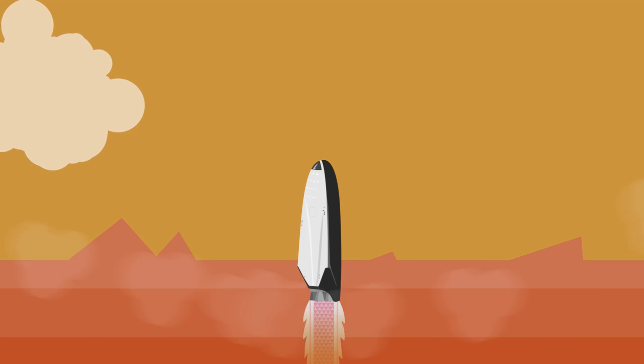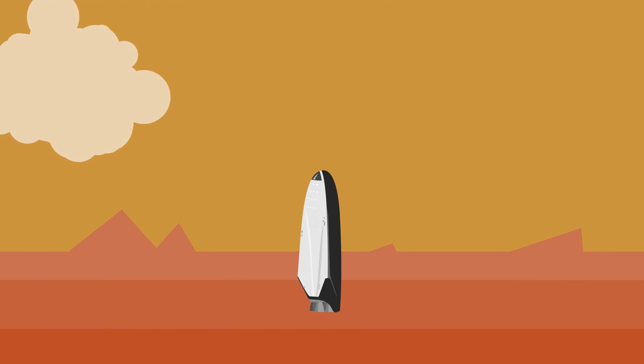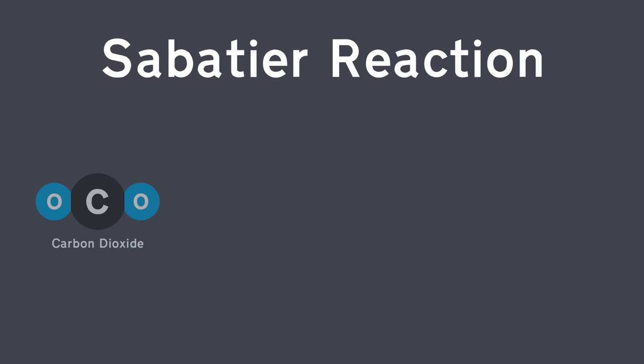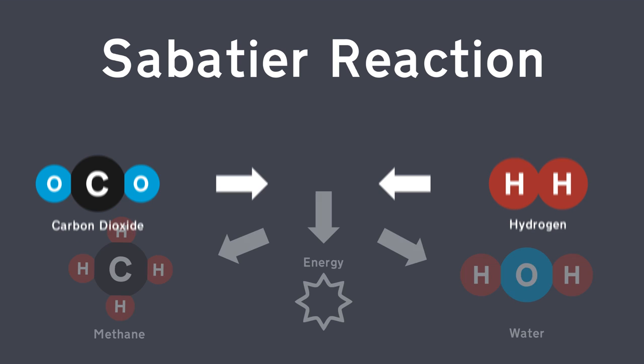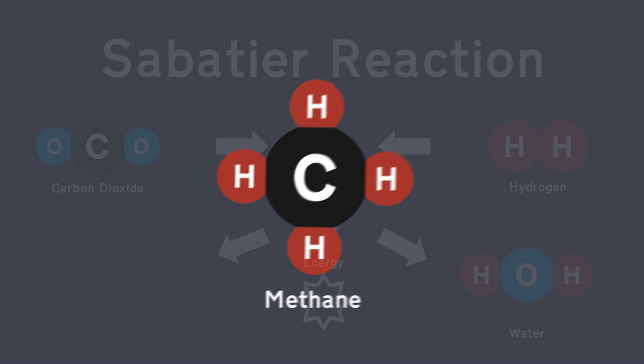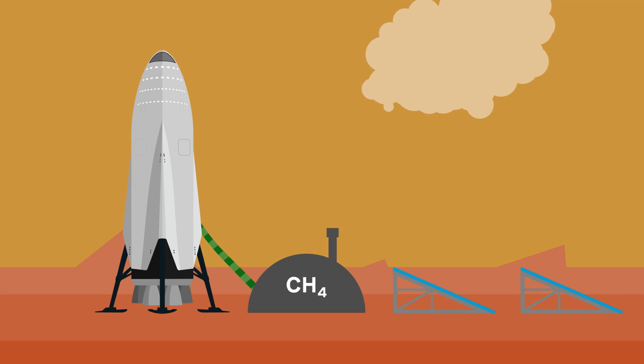Once on the surface, the system makes use of a chemical reaction, the Sabatier reaction. By reacting carbon dioxide, which makes up almost 96% of Mars's thin atmosphere, together with hydrogen, which is abundant in the form of water in the Martian soil, methane is produced, along with water and energy. The methane produced is used to refuel the spaceship, which can launch itself to orbit and back to Earth due to Mars's low gravity and thin atmosphere.